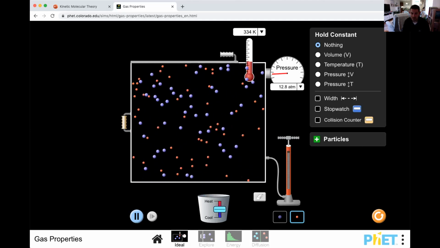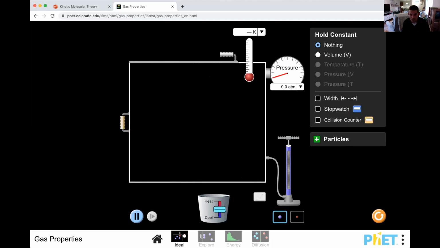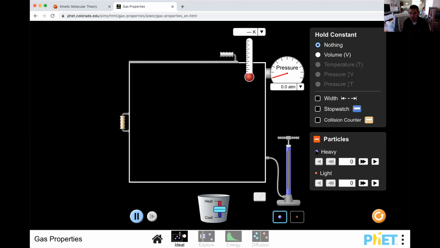So I'm going to reset it, and here's what I want to look at. All right, I want to do something. I want to add one particle of each species. All right, one of the heavy and one of the light.